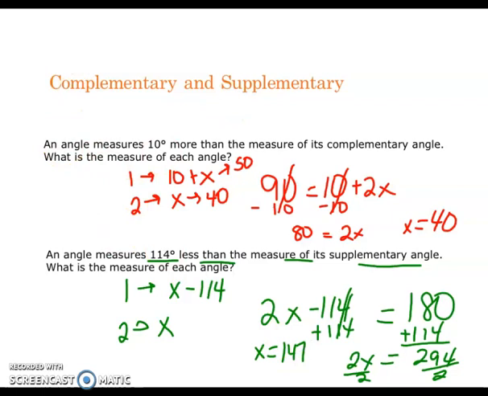Now, that is the measure of one of the angles. But you have to remember, we have to sub it in. So we get the first angle is 147. The second angle, we sub 147 in for x, and we do 147 minus 114, and we get the second angle to be 33.